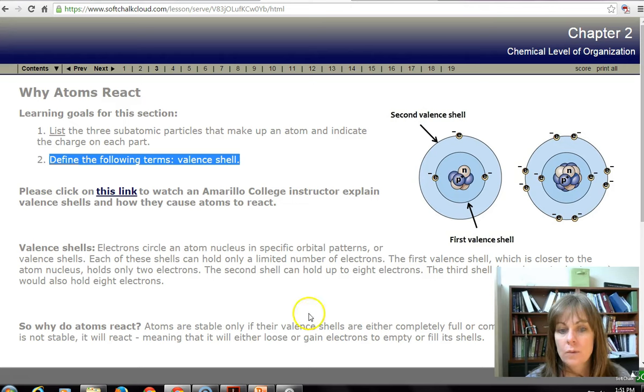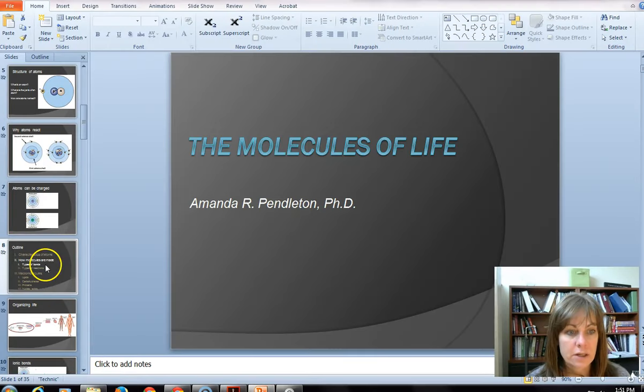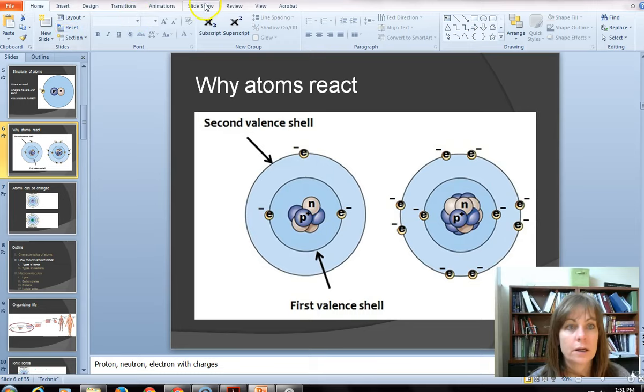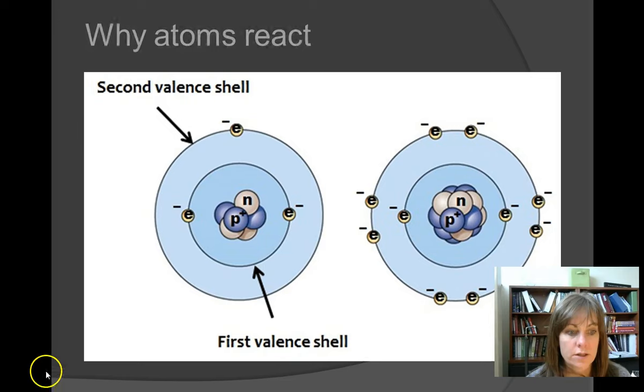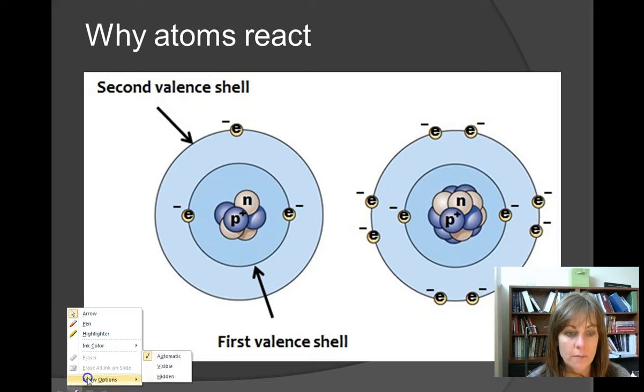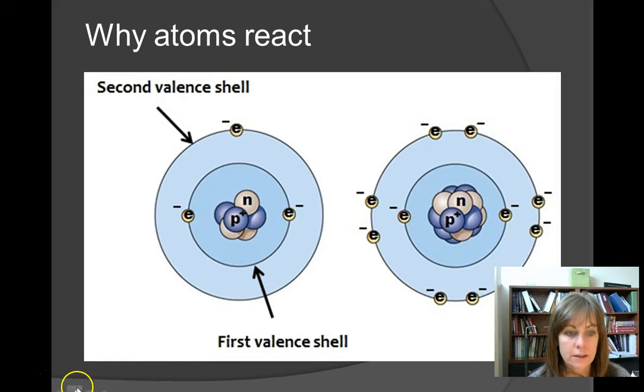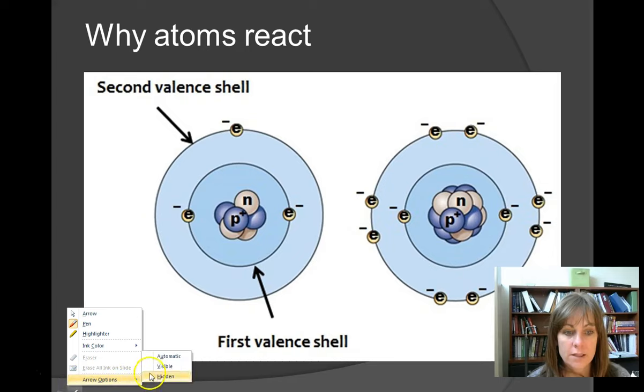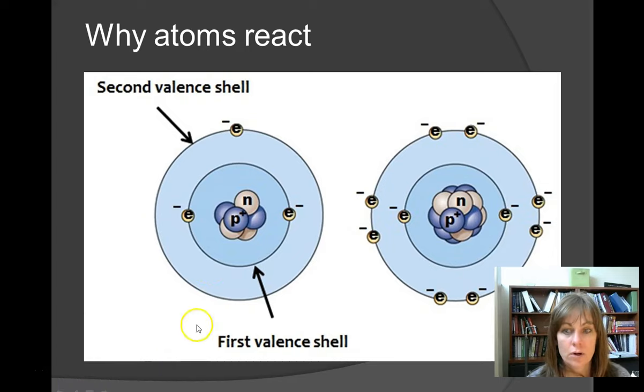Okay. Now, let's look at this picture a little bit closer up here. So what we have is two atoms shown here. Okay, we've got one on your left side and then one on your right side. Okay, now here we've got this nucleus in the center, over here the nucleus in the center.